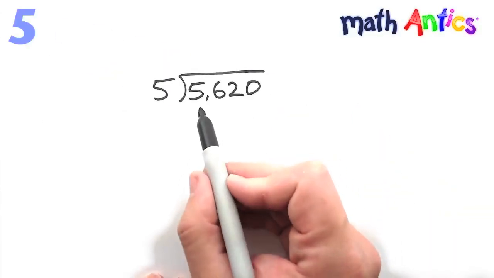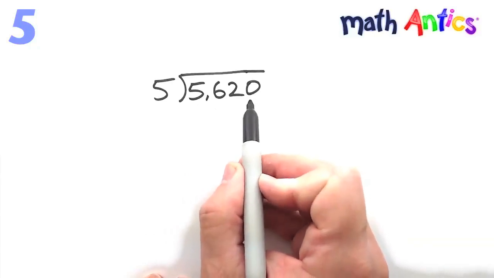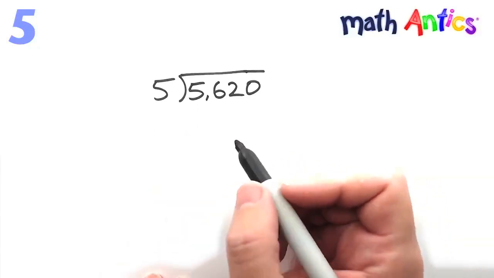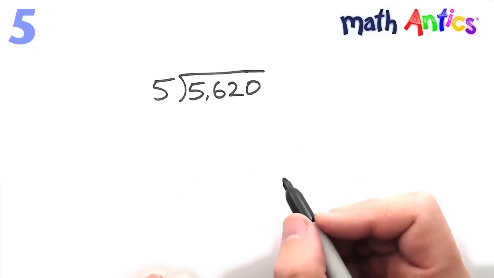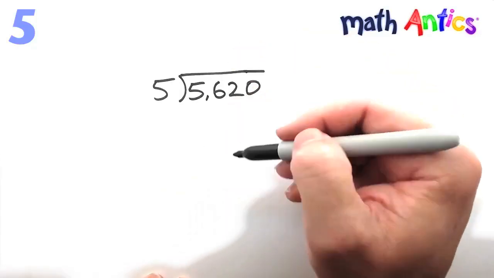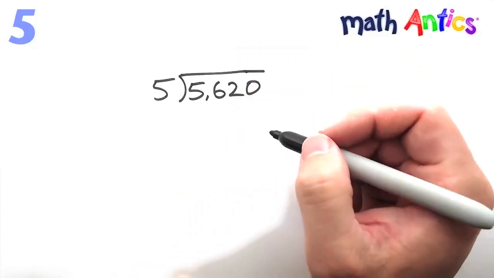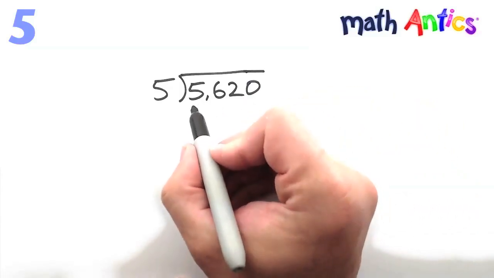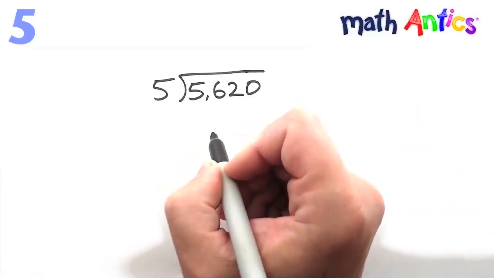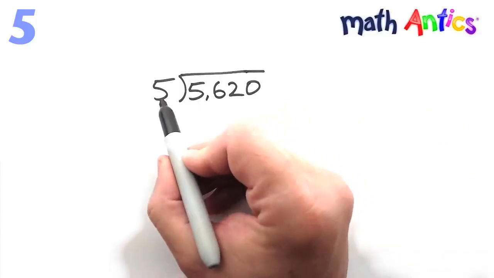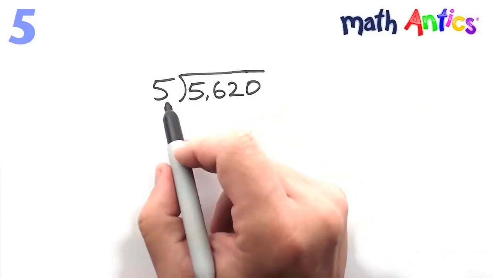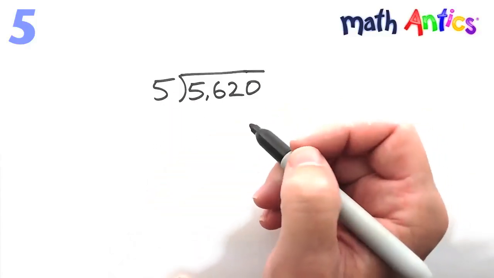For this problem, we have 5,620 divided by 5. Now we have a 4-digit number, so that means there's going to be 4 division steps. So it's really important to keep everything lined up so we don't get confused. As always, we start with the leftmost digit and go digit by digit. So we have 5 divided by 5. So, how many 5's does it take to make 5?